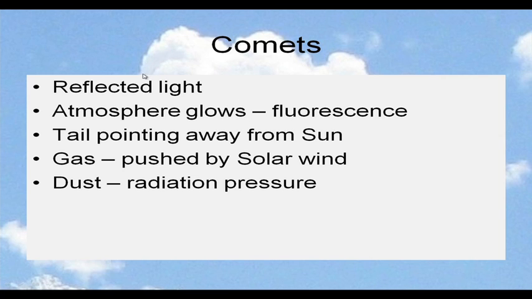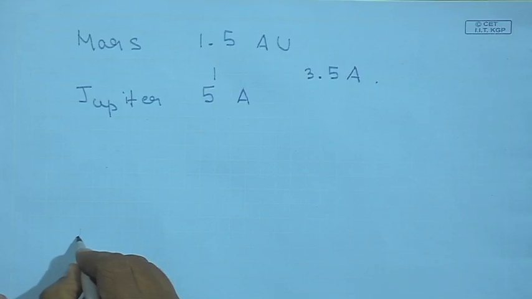Also, there are dust particles and ice pieces there, possibly, which reflect the sunlight. In addition to this, the atmosphere has gases which have fluorescence. So, what is fluorescence? Consider the gas in the atmosphere.